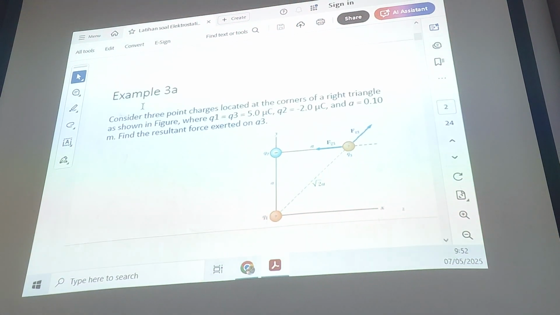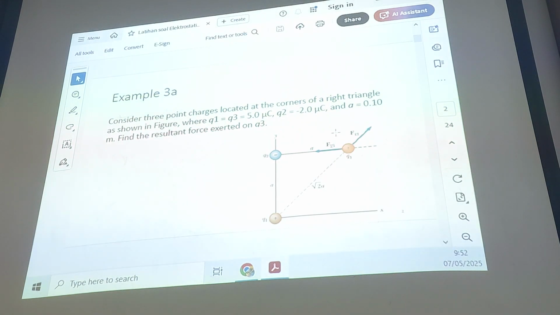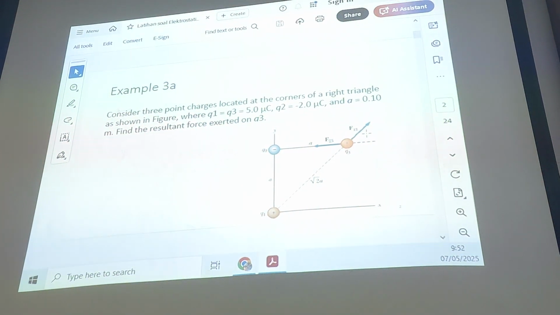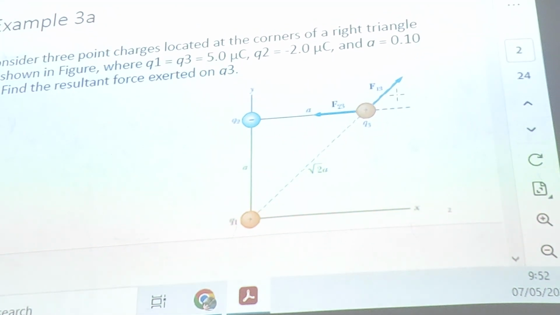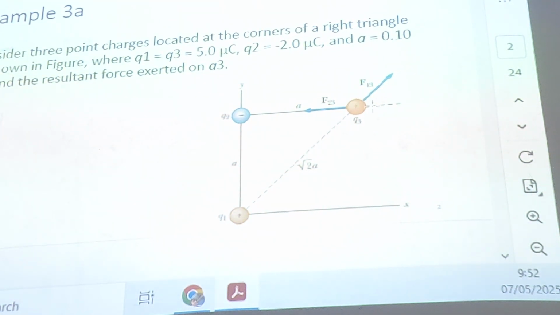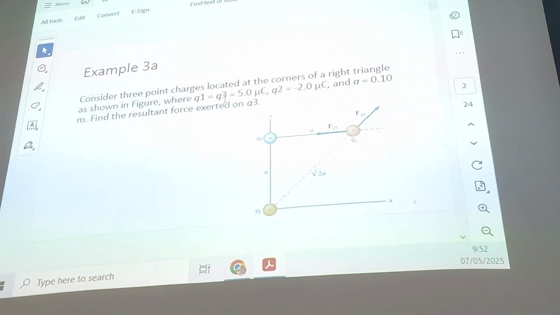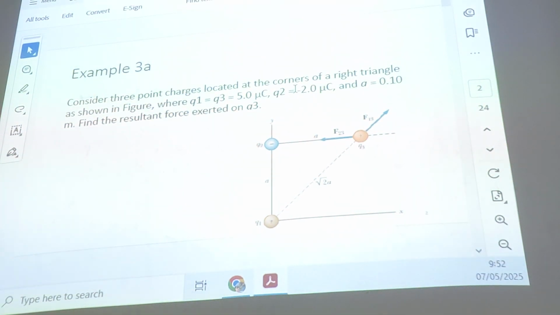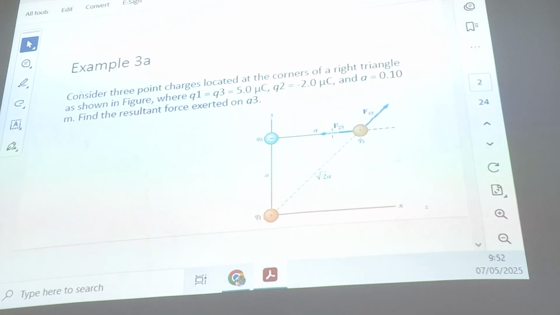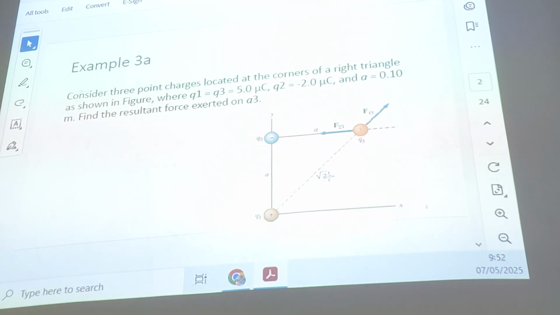Alright, so this is another example. Say now there are 3 points, Q1, Q2, Q3. The location is like this, the distance A, and then this is plus, minus, plus, plus. The previous example was just on one line, now it's in a different position. So we have a different direction of F. If we know Q1, Q3, Q2, plus or minus, and we have the distance, the location, this is square root of 2 and A.